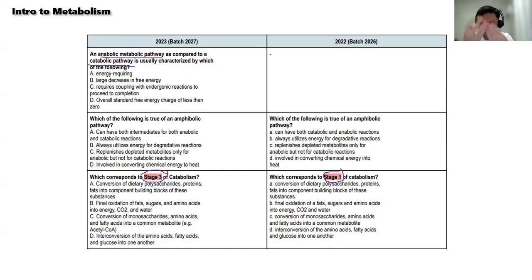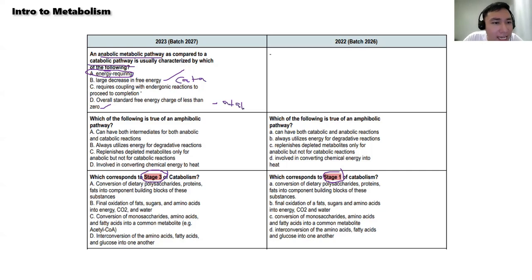So, anabolic, building up, catabolic, breaking down. When you break down in a catabolic reaction, you release energy. You decrease your free energy. Diba? Exergonic. Pag anabolic, baliktad. You supply energy, it's endergonic. Diba? So, an anabolic pathway has a property of being energy requiring. Because a decrease in free energy and a free energy change of less than 0, this is catabolic.